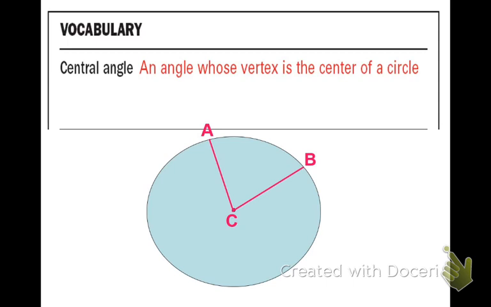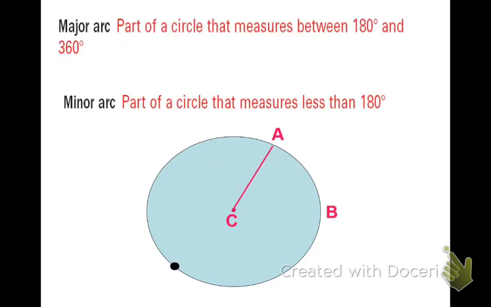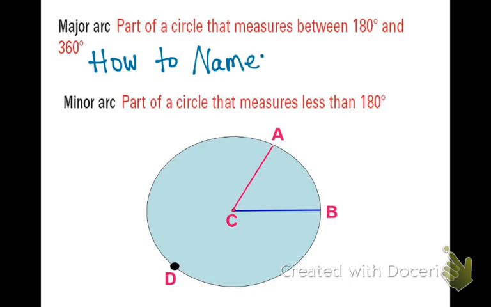There are 2 types of arcs, technically 3 types of arcs. One of them is a major arc, and the second is a minor arc. A major arc, which is at the top of your notes, is part of the circle that measures between 180 and 360. At this point, you'll probably want a highlighter. A minor arc is part of a circle that measures less than 180.